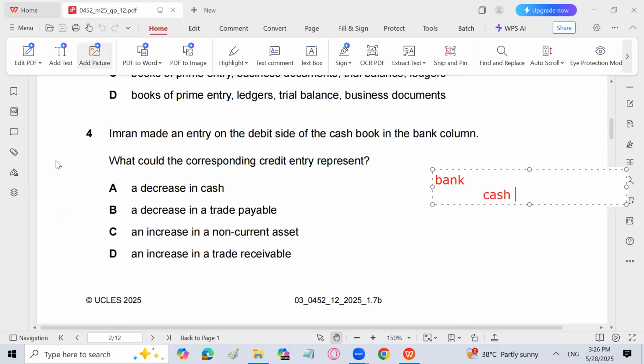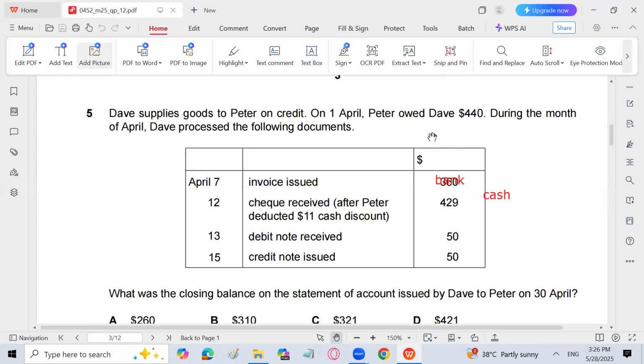4. Dave supplies goods to Peter on credit. On 1st April, Peter owed Dave 440. During the month of April, Dave processed the following documents. Invoice issued means that you have basically sold goods on credit, 360. Cheque received after deducting 11 cash discount. So the amount from Peter was 440 actually, and we have given 11 discount and we have received 429.